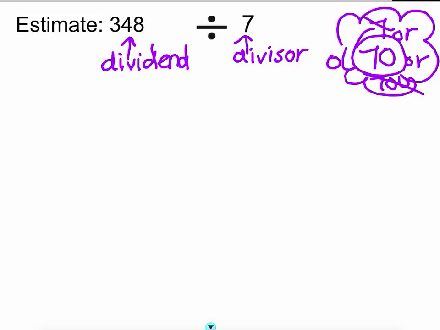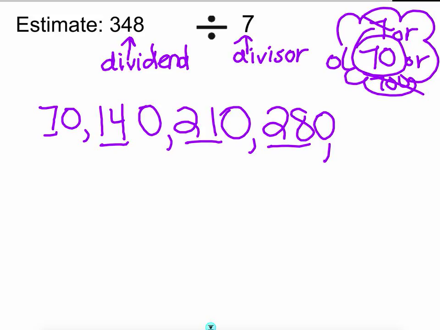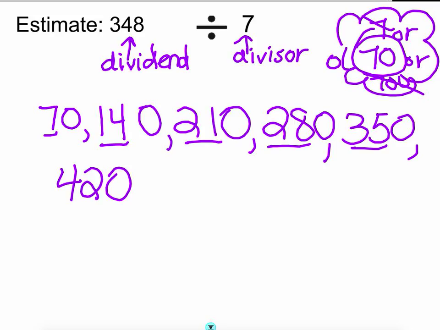I'm going to list the multiples of 70. And keep in mind that it's still the multiples of 7, just adding the zeros. 7, 14, 21. What is 0? 28. What is 0? 35. What is 0? And 42. All right. I could stop here, and I can see where 348 is between, right?